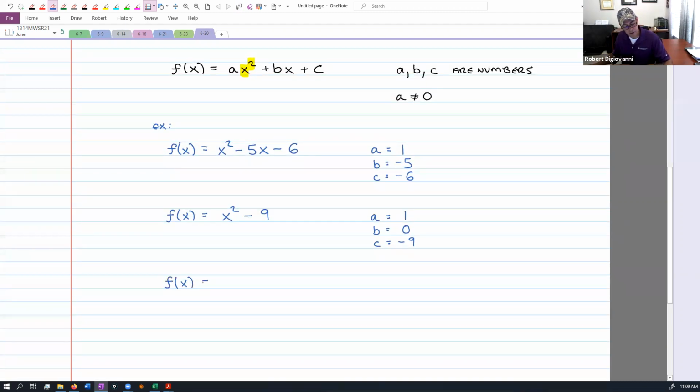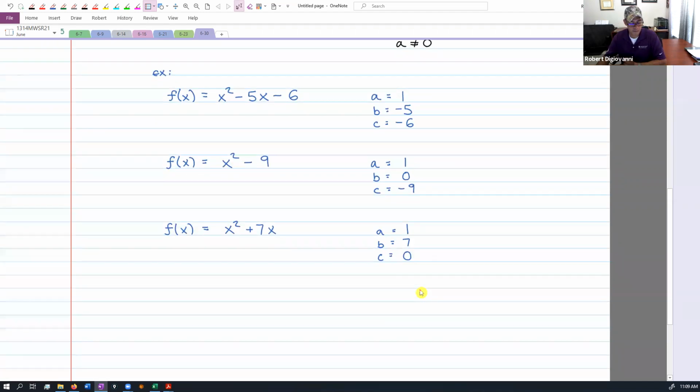How about if I change it and I do x squared plus 7x? Is that a quadratic function? Well, we have x squared, right? So it is quadratic. The number in front of x squared here would be 1. The number in front of x would be 7. And the number by itself, well, there is no number by itself, right? So this would be 0 for C. One more.